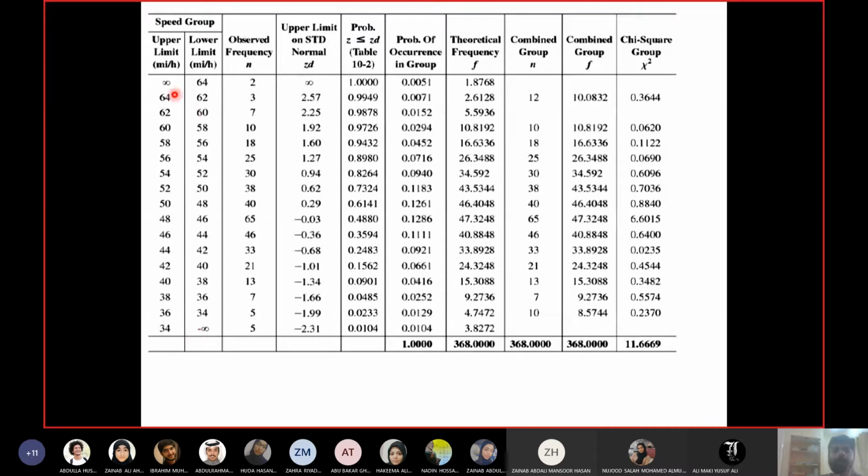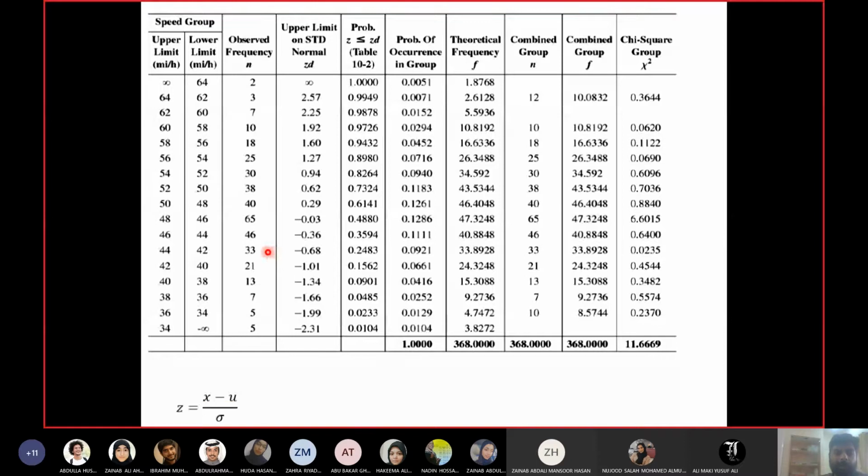Then you take the upper limit of the highest speed group and replace it with infinity. And then for the lowest speed group, I take the lower limit and replace it with minus infinity. So the upper limit of the highest speed group is replaced with infinity, and the lower limit of the lowest speed group is replaced with minus infinity. Then you will write the frequencies as per the group. Whatever frequency is observed in each group, you will write it. Obviously it will be reversed as well.